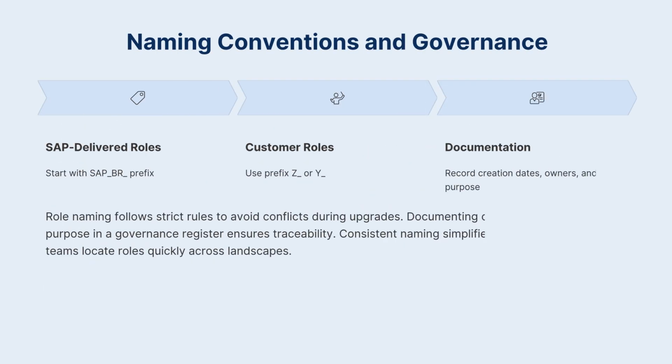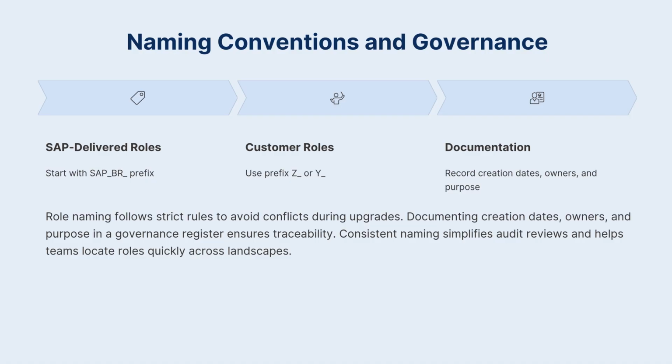Naming conventions are critical in enterprise governance. SAP-delivered roles always start with SAP_, while customer-created roles begin with Z or Y. This helps teams distinguish system content from client-specific content easily.